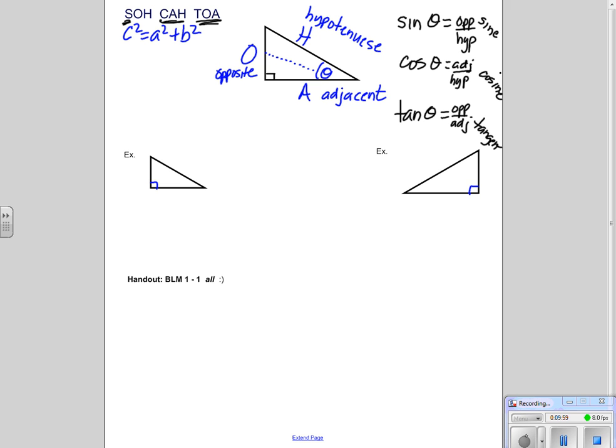Let's do two examples. The first one, I have a 32-degree angle. At least that's what I'm telling you. And I have a hypotenuse length of 11. And I have labeled my triangle A, B, C. And I am going to solve for A.